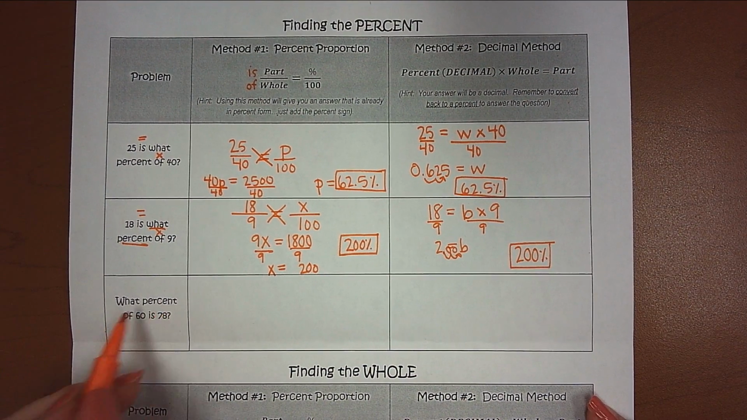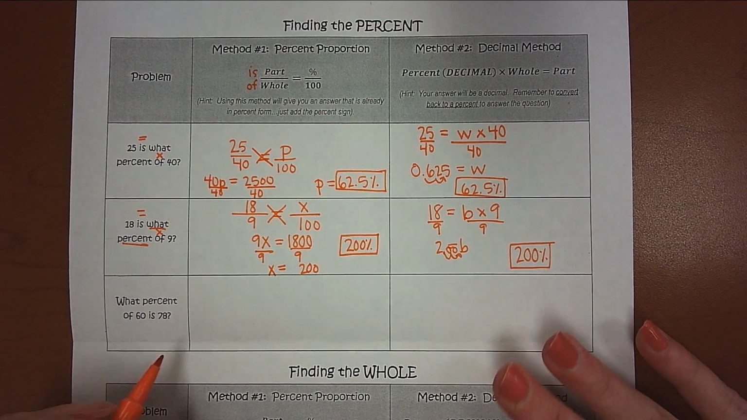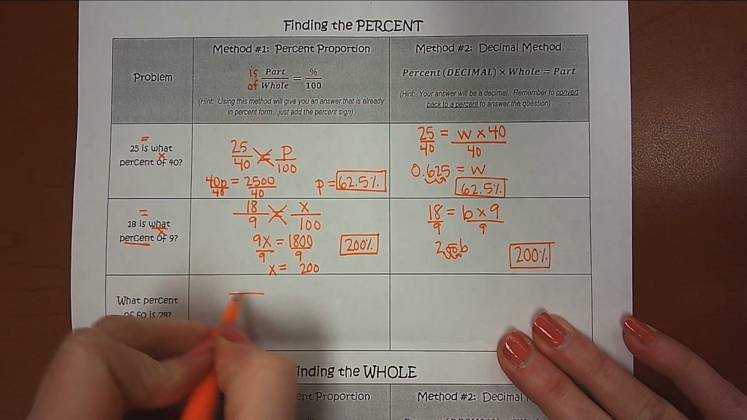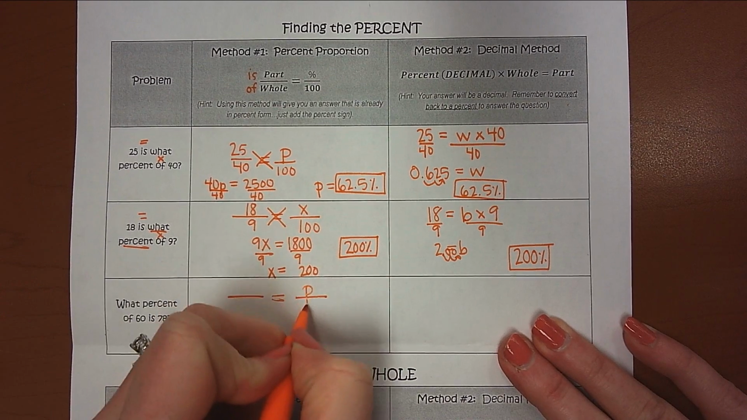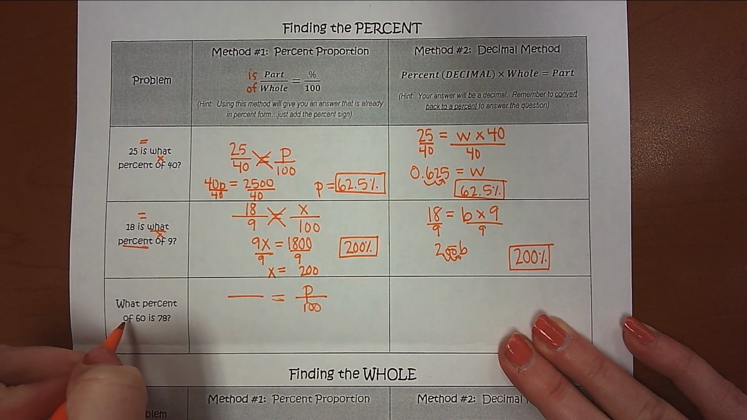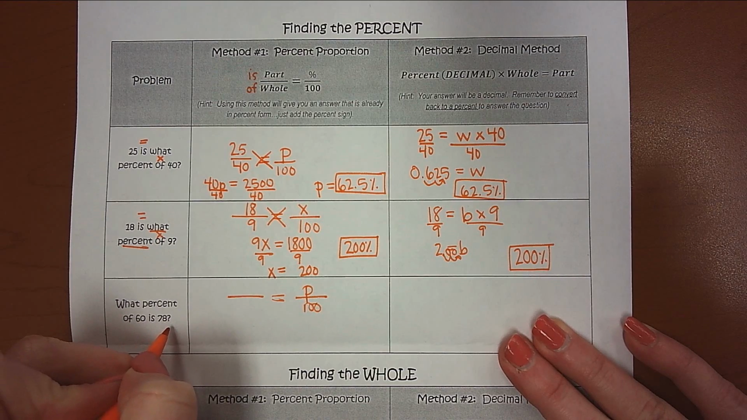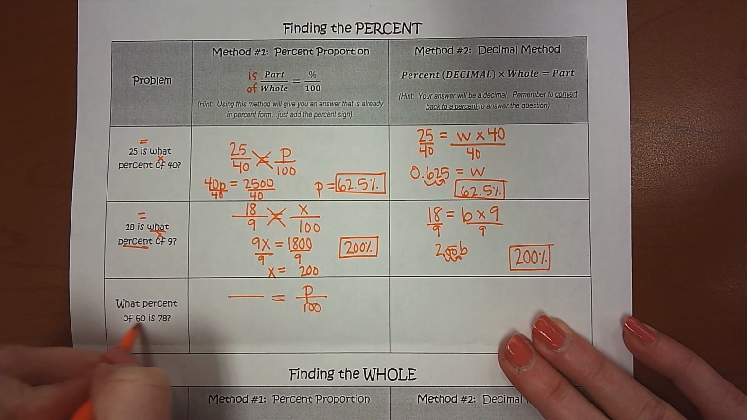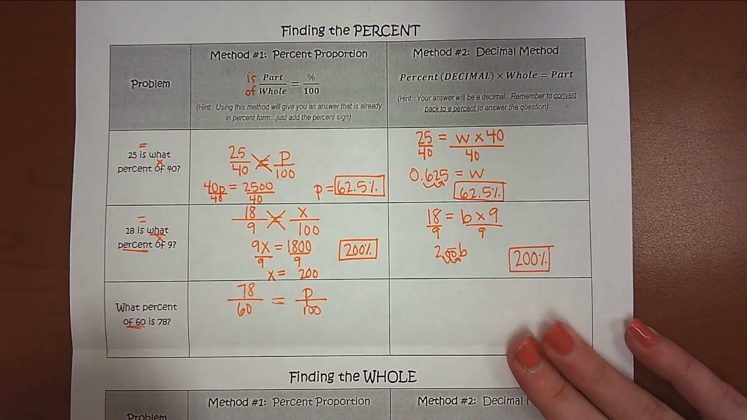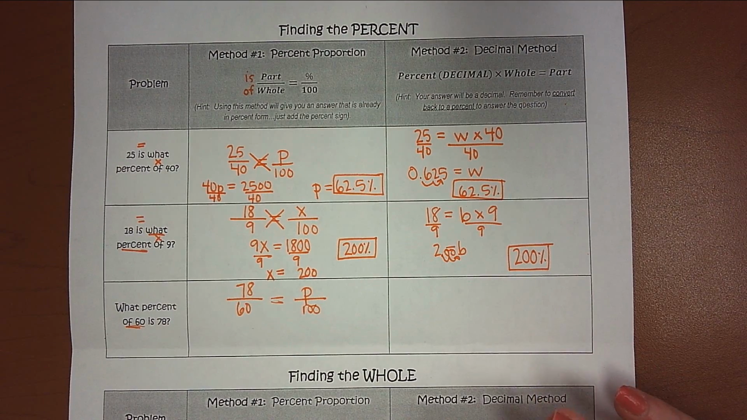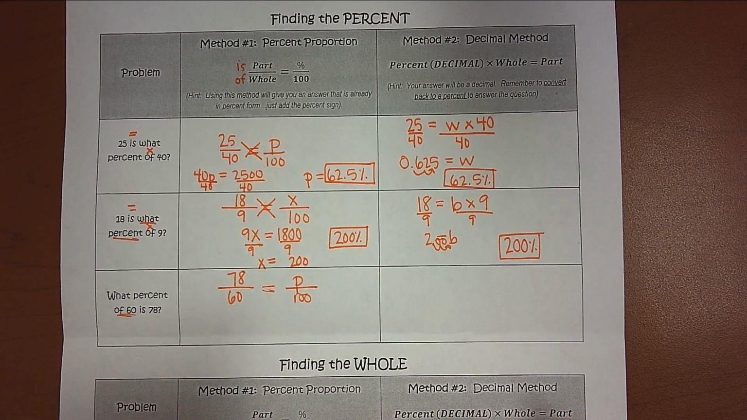This last one, what percent of 60 is 78? Well, we write our percent proportion. What percent we don't know, so p over 100. Of 60 is 78. So "of" represents our whole, 60 is my whole, "is" 78, 78 goes in my top part because it's my part, and then I can use cross products to solve.